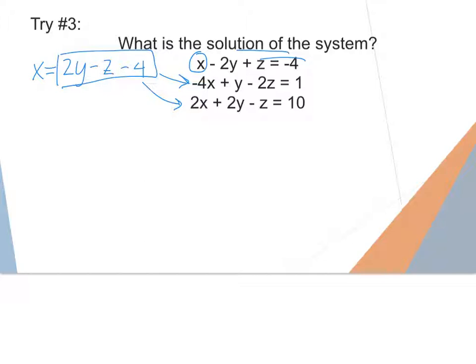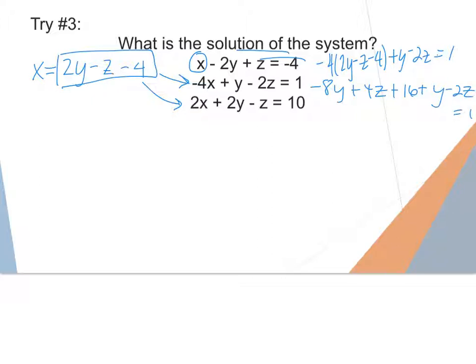All right, so here we go. If I substitute into the first equation, I will have negative 4 times my x, which is 2y minus z minus 4, plus y minus 2z equals 1. Okay, and then we need to continue to simplify. So if I distribute the negative 4 to everything in that set of parentheses, I'll have negative 8y plus 4z plus 16 plus y minus 2z is equal to 1.